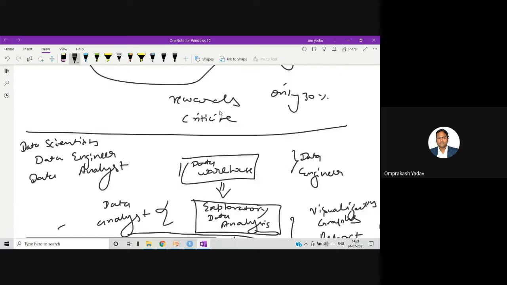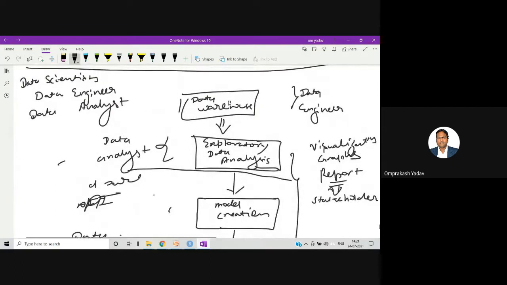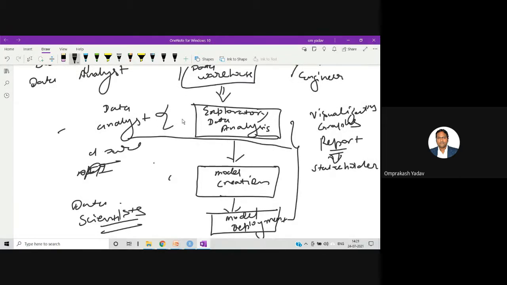Remember, the data engineer normally takes care of your data: how to maintain the data in the data warehouse or on Hadoop and all, in a proper format, and how to collect the data from the different sources. That is the job of your data engineer. Then the data analyst normally performs exploratory data analysis, that is, analyzing the data, representing it with the help of different visualization techniques, and preparing the report and making it available to the clients, the stakeholders.